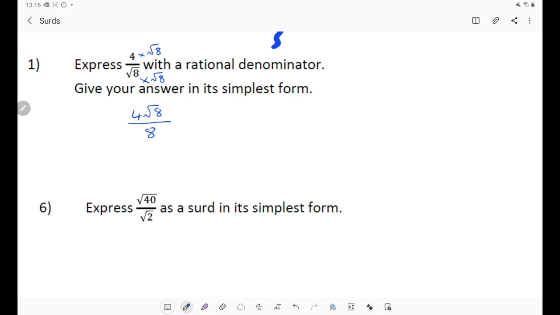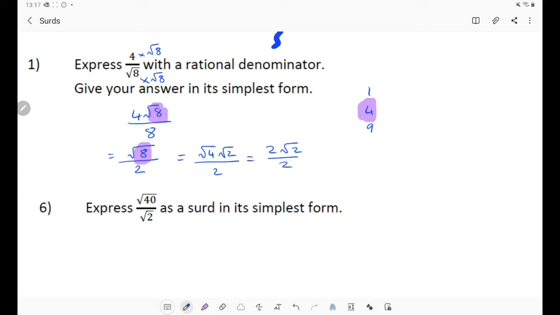Simplifying. Well, we can divide top and bottom by 4. This does not affect the surd. The surd stays the same all the time. And then we simplify the surd. It can only be 4. So we have root 4 root 2 over 2. 2 root 2 over 2.